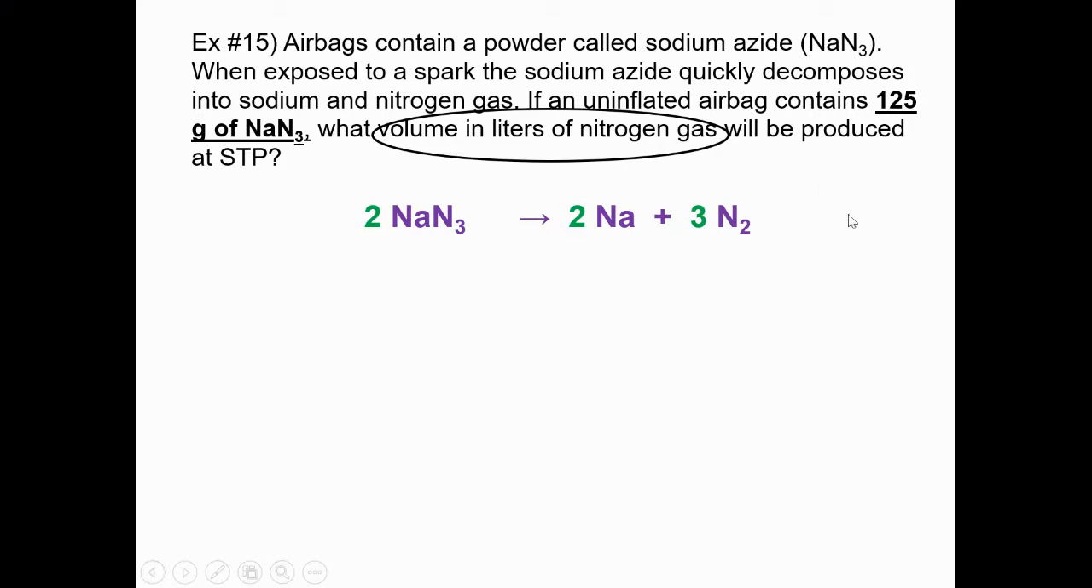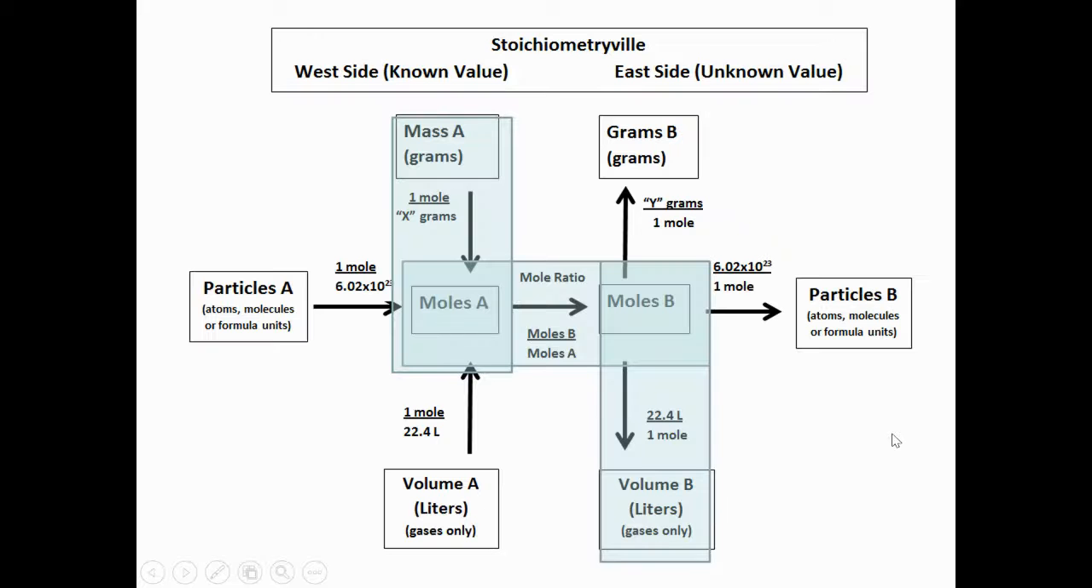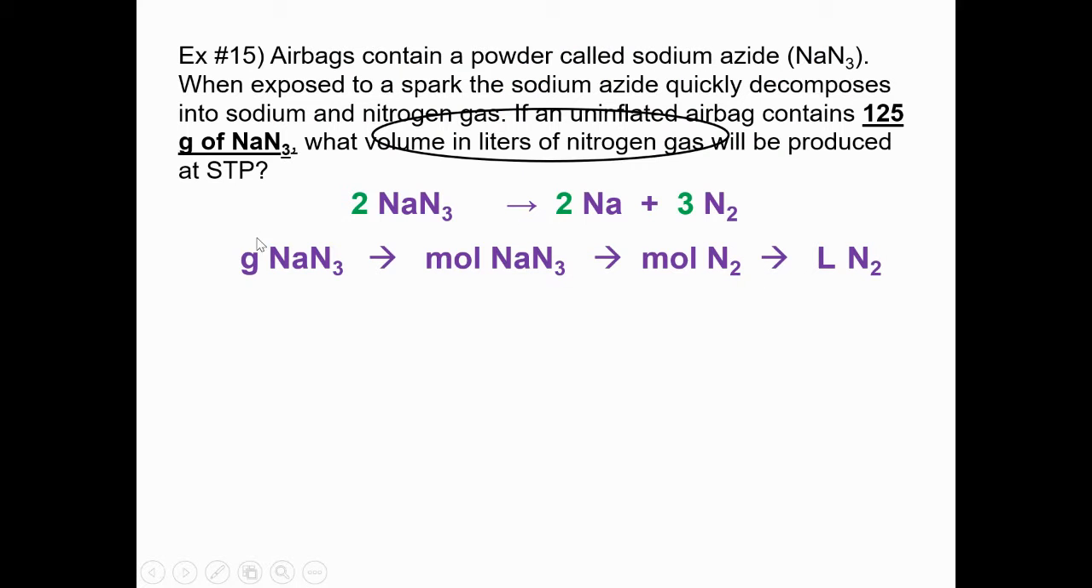So I know grams of sodium azide, and I want to know liters of nitrogen gas. So I'm going to look at my map again. Again, I know sodium azide. I want to know nitrogen. So I go from grams of sodium azide to moles of sodium azide, then to moles of nitrogen, and then on to liters of nitrogen. So this is my path. Grams to moles to liters.